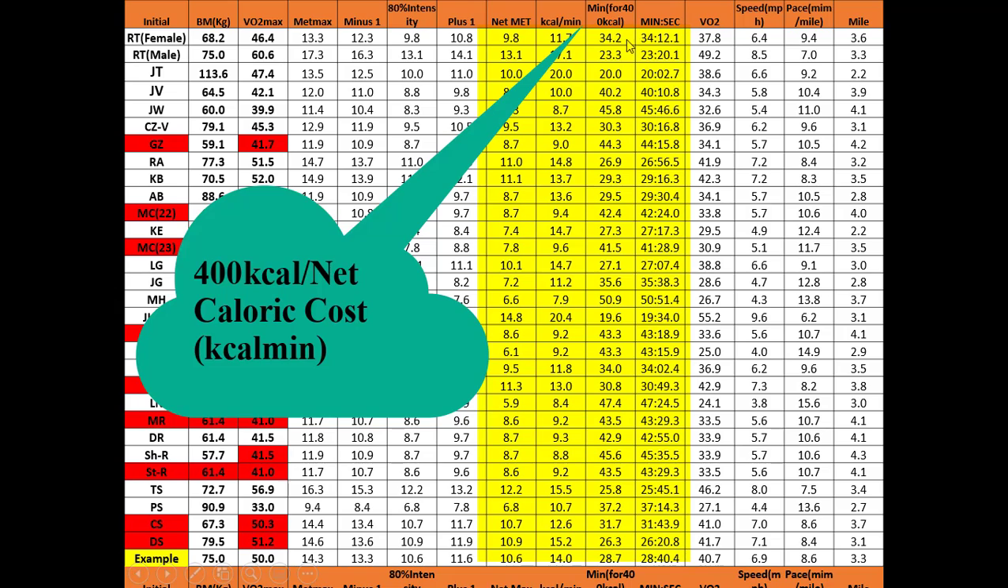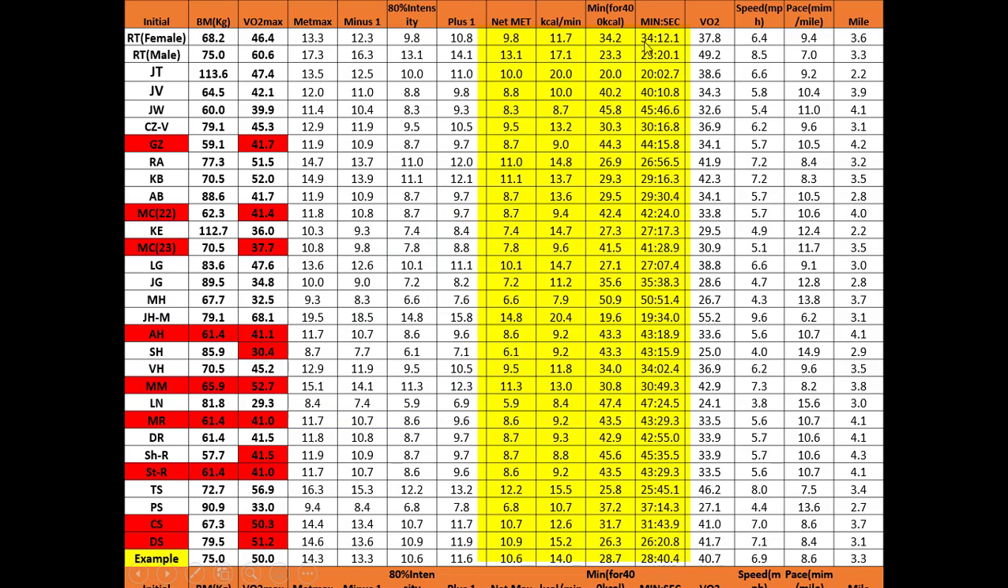34.2 minutes. But this is minutes, not seconds. So you can just multiply by 60, right? So in that case, you can have 34 minutes, 12 seconds. Like this kind of number. How about class? Does it make sense? Yeah. So please check if you have an incorrect number. Yeah, please check where your error is.